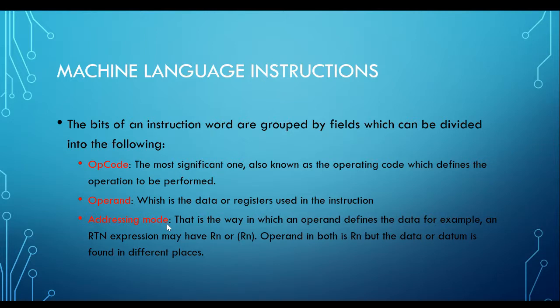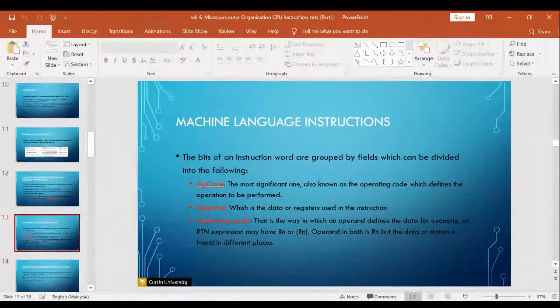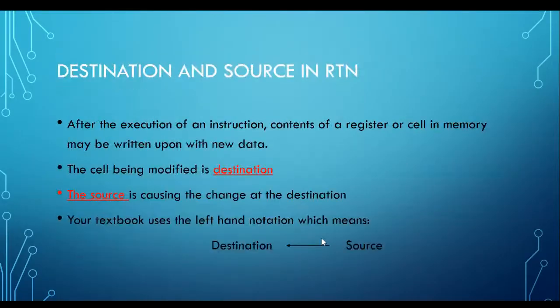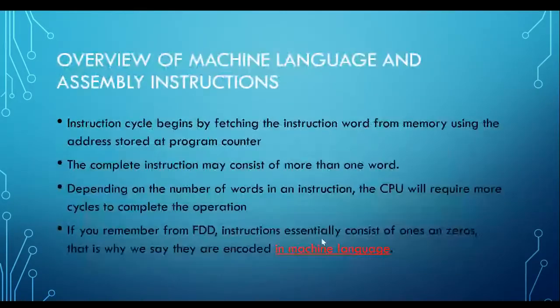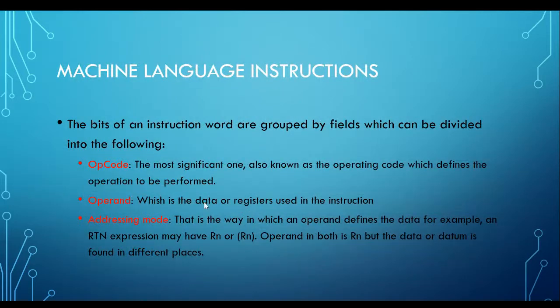The most significant 4 bits actually determine the opcode, or for the layman, the function that you want to consider, whether it's an add function, or function, or whatever. The operand is the data or the register used in the instruction. So let's say, for example, you want to add the values of 2 registers. What is the opcode? The opcode is an addition. Now, what is the operand? They are the values in the 2 registers.